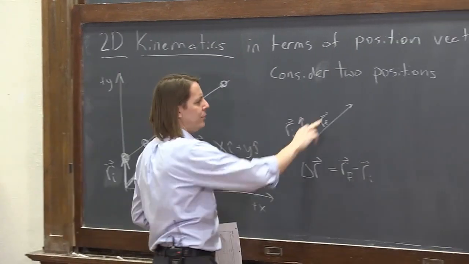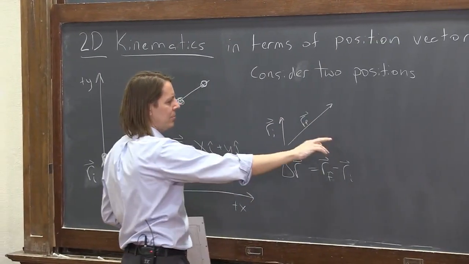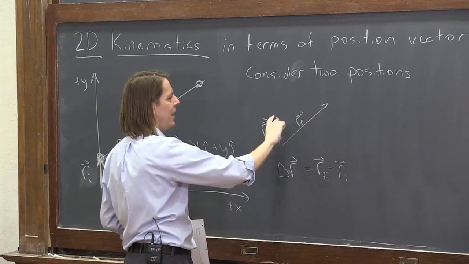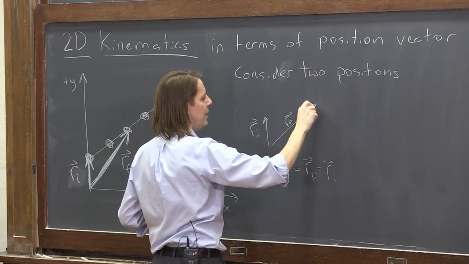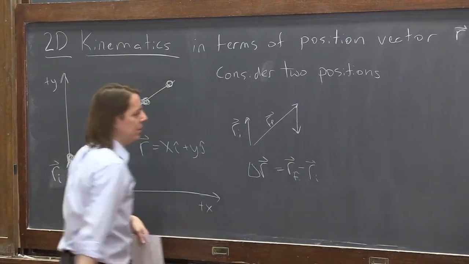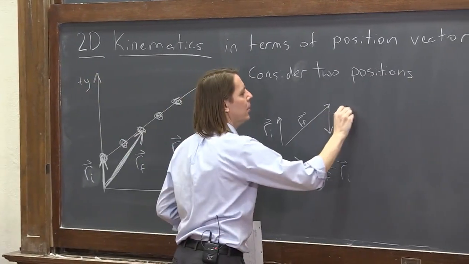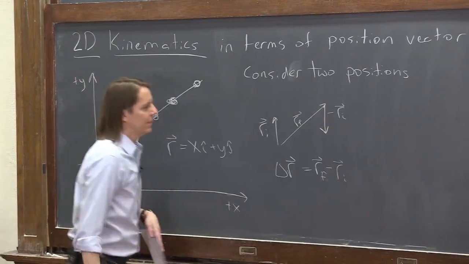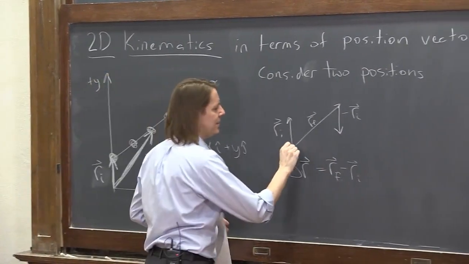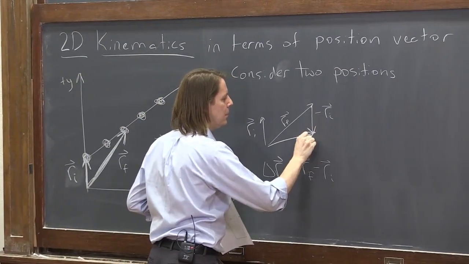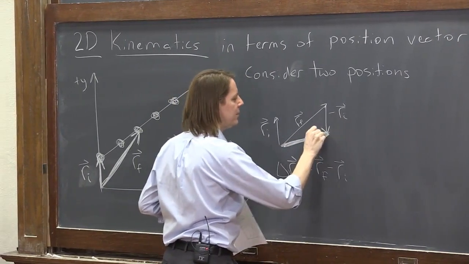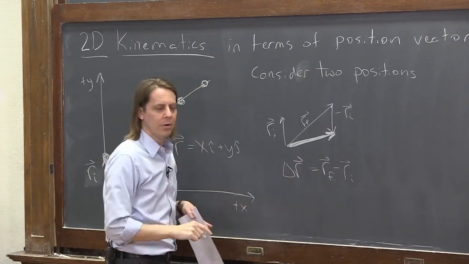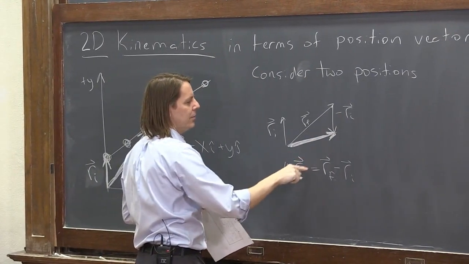Right? So if we want to vector add these but subtract them, you would say r f and then you would add r i, but you'd flip it over. You'd make it go negative. Right? So r i is basically going to be like that. That's negative r i. Right? And then vector add those and it looks like this. Right? That is delta r. That's r f minus r i. There it is right there, delta r.